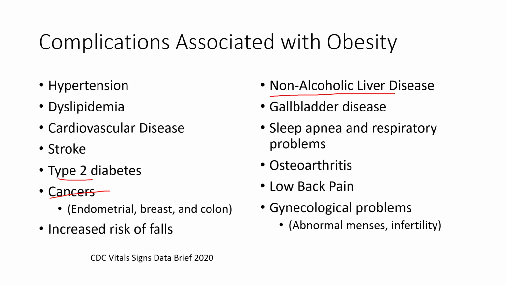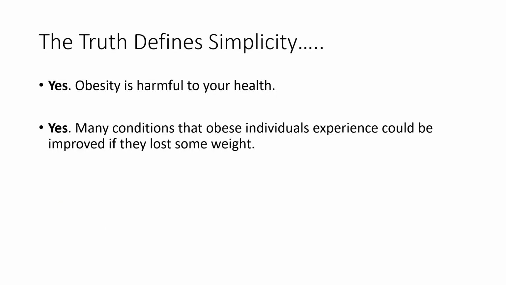Gallbladder disease, sleep apnea, respiratory problems. Again, we'll get into some of these in the pulmonary unit, but also osteoarthritis, low back pain, gynecological problems. A lot of the patients that I work with in our bariatric clinic have issues of infertility. They don't have regular periods, or they don't have any periods at all. So, abnormal menses. It's a much broader issue than I think people realize. And if you look at this plot here, these are some of the most common things that affect the healthcare system overall, and a lot of them have a strong connection to obesity.